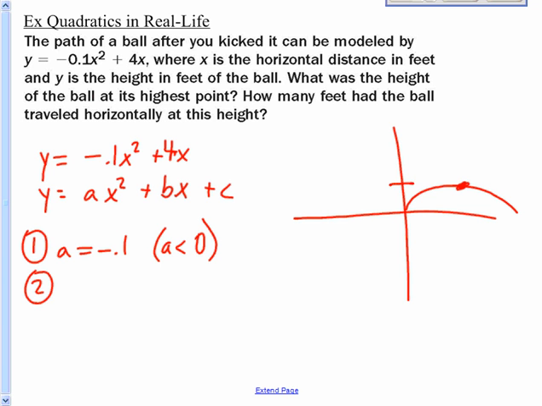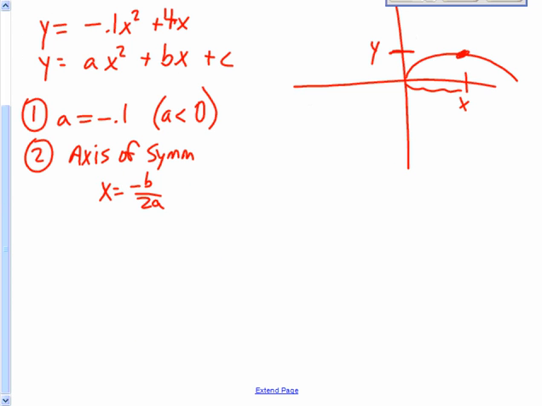Well, the height there is going to be the y value. And the second question: how many feet had the ball traveled horizontally at this point? How far had we gone horizontally? So what's our x value right there? Well, the vertex occurs on my axis of symmetry. When I'm doing this from standard form, negative b over 2a is the axis of symmetry. So our b value is 4. Our a value is negative 0.1. I plug that in.